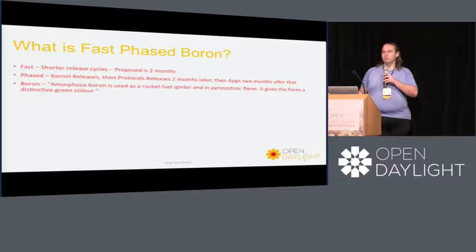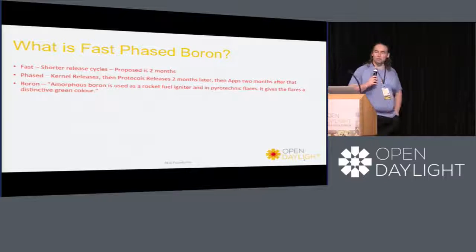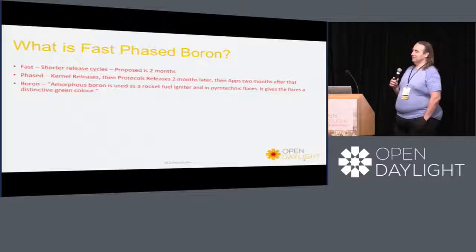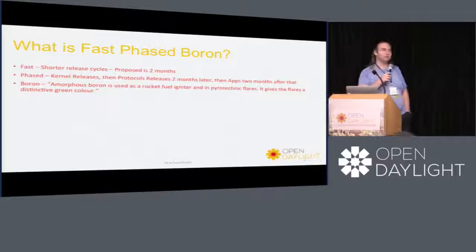So then, of course, what is boron? Amorphous boron is used as a rocket fuel igniter and in pyrotechnic flares. It gives a distinctive green color to flame.